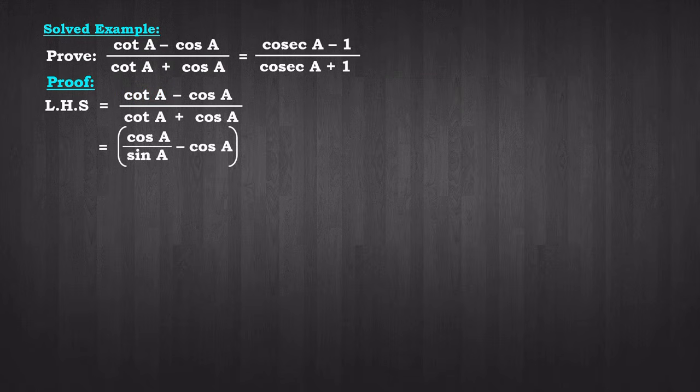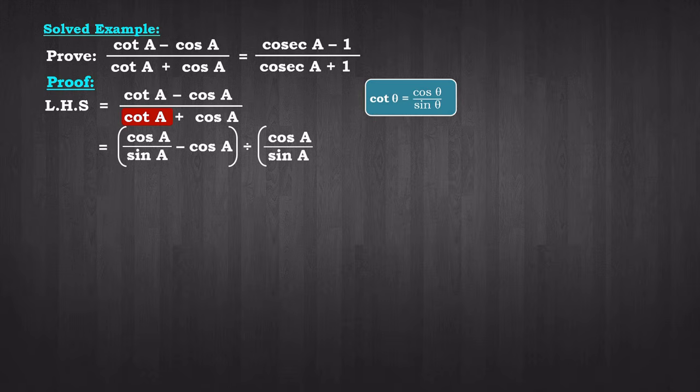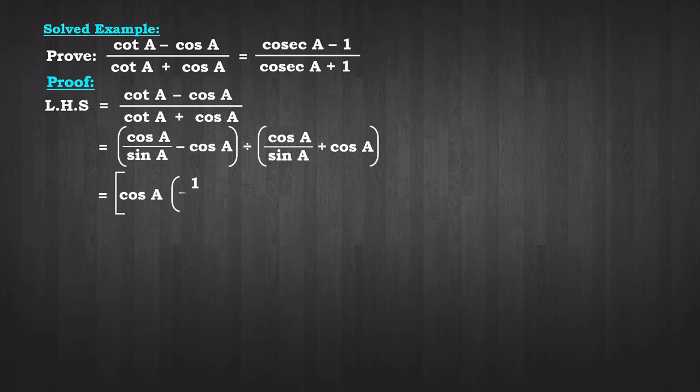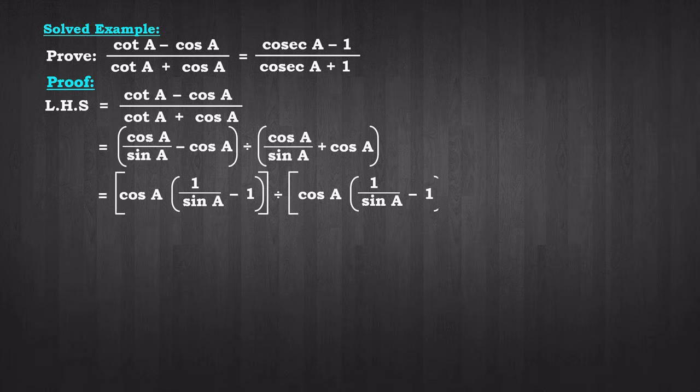We get cosine A upon sine A minus cosine A divided by cosine A upon sine A plus cosine A. Take cosine A as the common factor from both the numerator and the denominator. The expression becomes cosine A multiplied by 1 upon sine A minus 1, divided by cosine A multiplied by 1 upon sine A plus 1. Cancel the common factor, cosine A. Now we get 1 upon sine A minus 1 divided by 1 upon sine A plus 1.